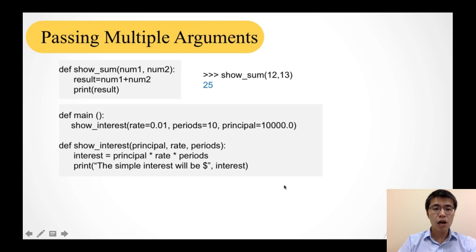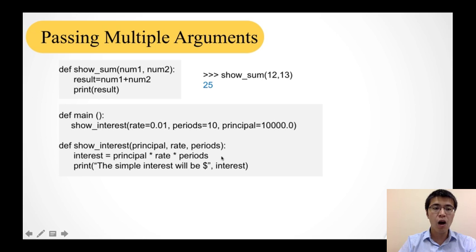Let's see a more complex example. In this second example, we want to calculate the interest when you put your money in a bank. To calculate this interest, we need the principal, how much money you put into the bank, the interest rate, how much the bank will give you, and the period, how long you put the money in the bank. And the interest is calculated as the product of these 3 numbers. So interest is the product of principal, rate, and period.